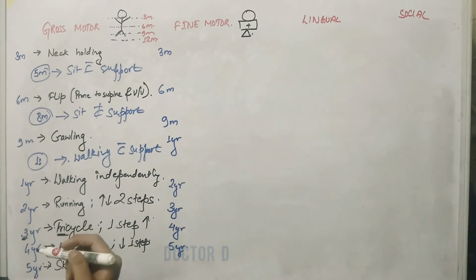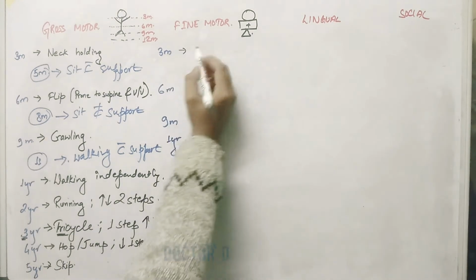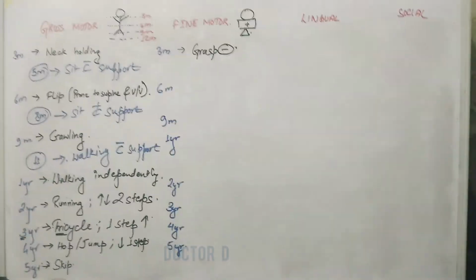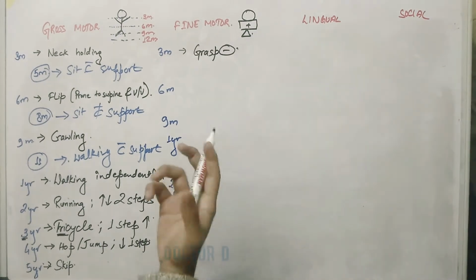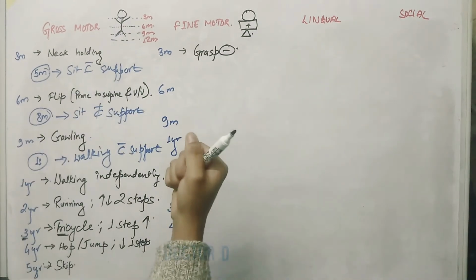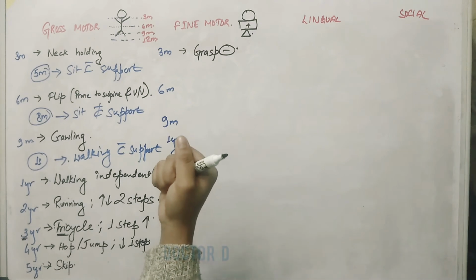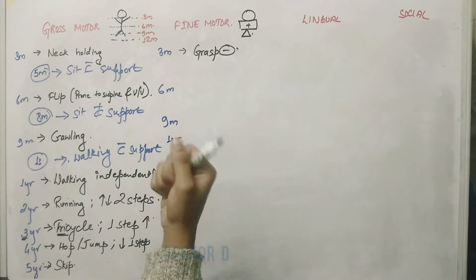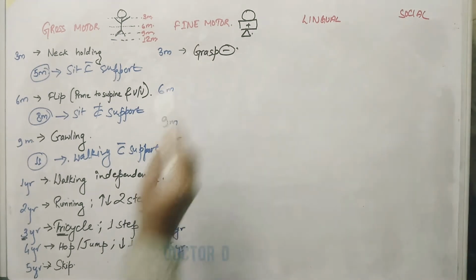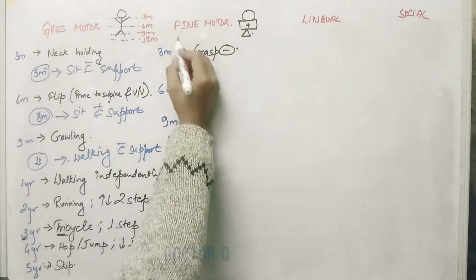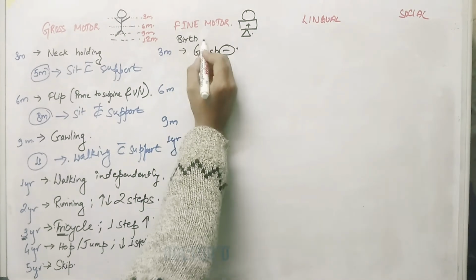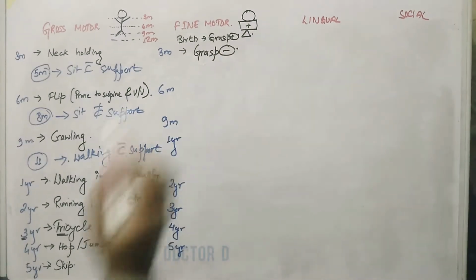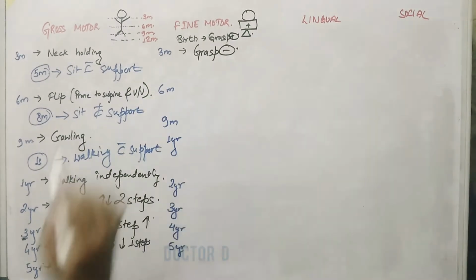So at 3 months, what happens is the grasp disappears. Grasping means catching an object with the fingers, an innate response that is developed in the child. So when does grasp develop? The grasp develops by birth. At birth, the grasp is present, hence at 3 months the grasp is lost.